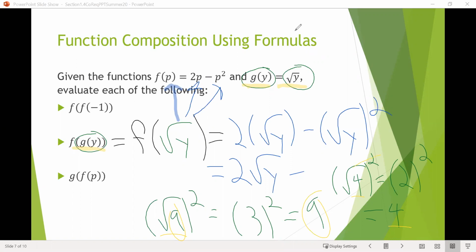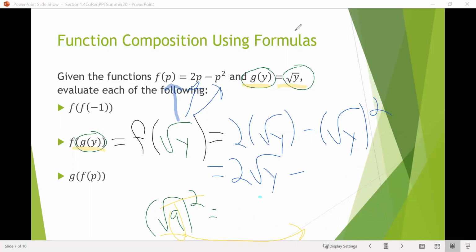Here they kind of cancel out, square root and the squared, so we just end up with 4. Similar thing here, the square root and the square cancel out, and we just end up with a 9. So a similar thing happens when we have square root of y squared. That can be simplified to just y. Okay, so f of g of y just becomes 2 root y minus y.